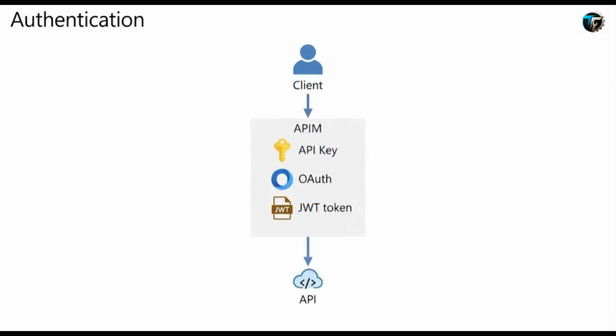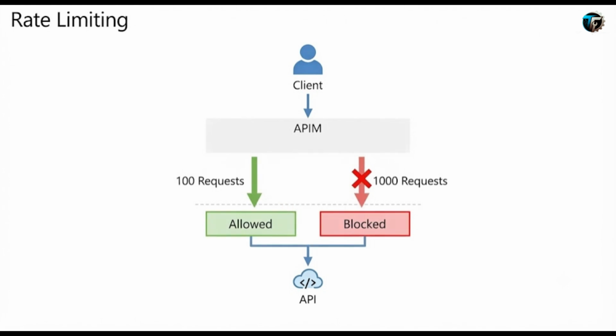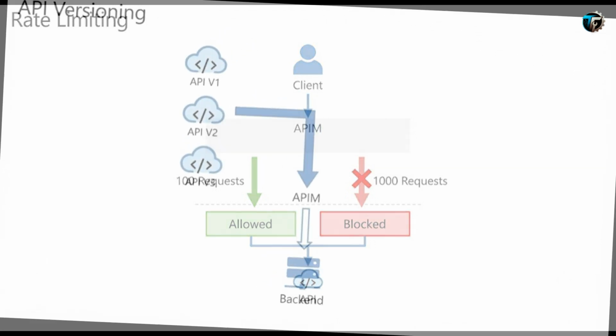Before allowing access, APIM can authenticate users using API keys, OAuth, Microsoft Entra ID, or JWT tokens. Unauthorized requests are blocked immediately. Imagine one client sending thousands of requests every second. Without limits, your backend could crash. APIM lets you define rate limits, protecting your APIs from abuse.